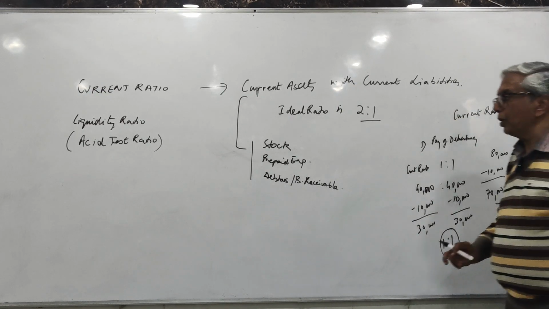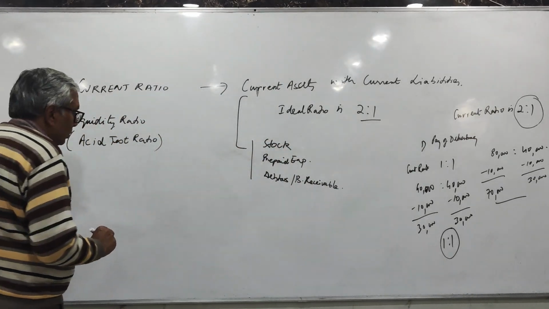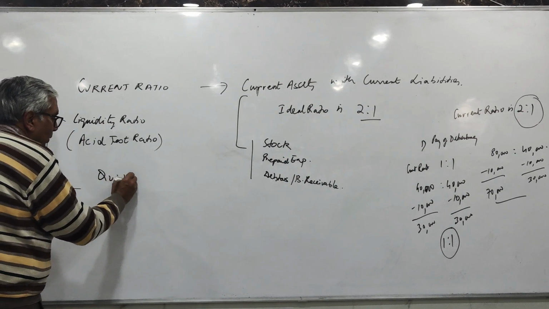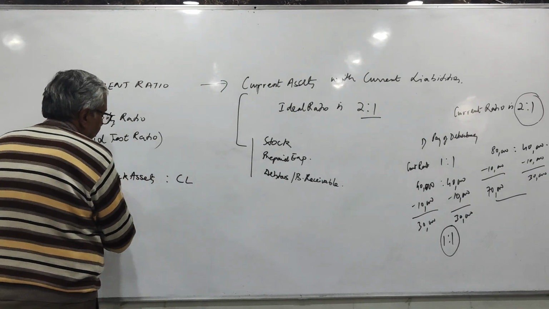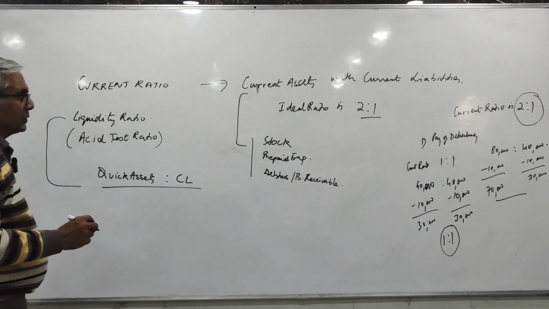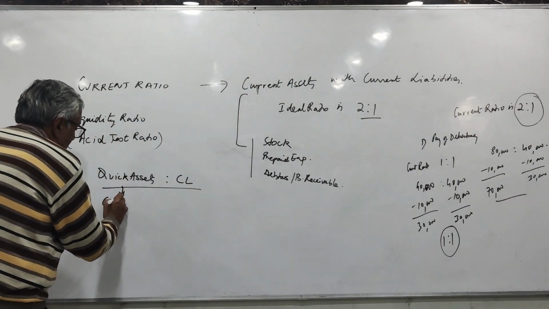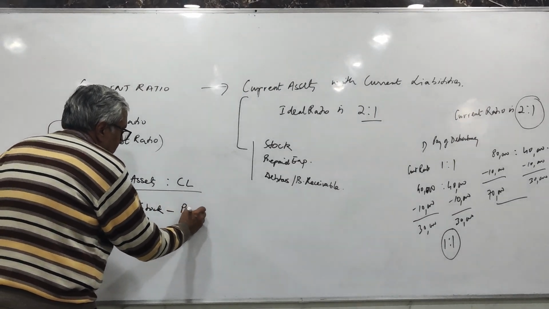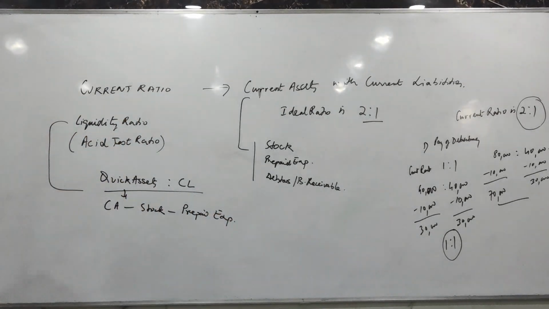Now, in order to be very sure about the short-term solvency, we calculate the liquidity ratio. In the liquidity ratio, we compare quick assets with current liabilities. Now, what are quick assets? Quick assets are all current assets minus stock and minus prepaid expenses. Now, why do we do this?